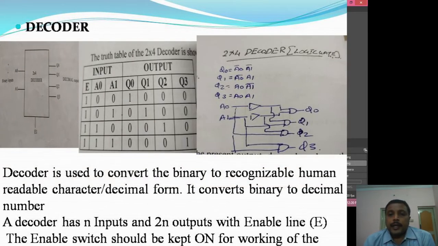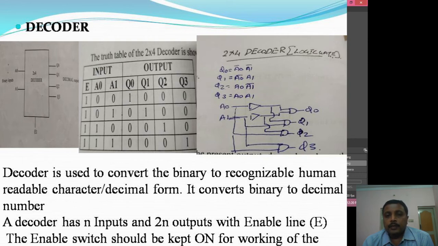In a similar way as we explained the encoder, we have a decoder here. A decoder is used to convert the binary to the recognizable human readable character or the decimal form. So binaries are being converted into decimal form. It has n inputs and 2 to the power n outputs. So if there are 2 inputs, then the total number of outputs would be 4, that is 2 square.